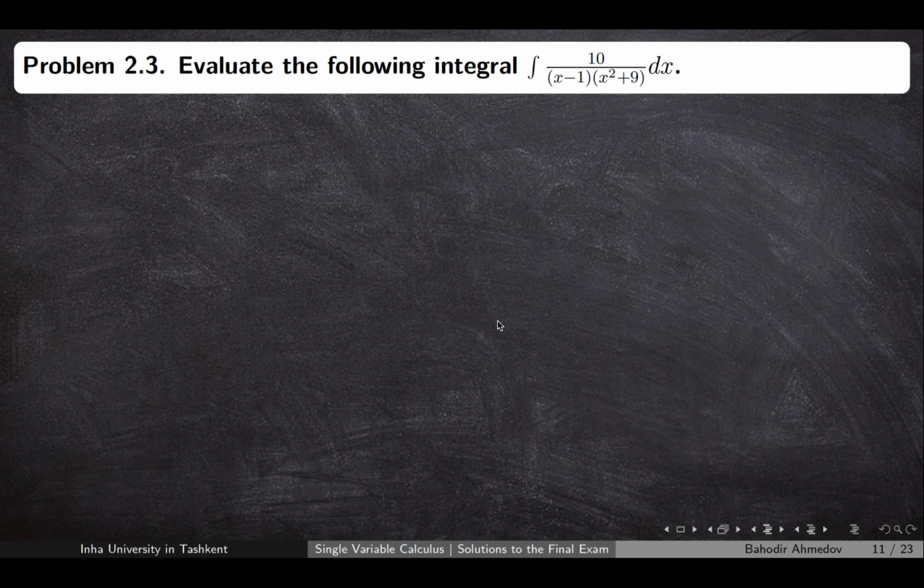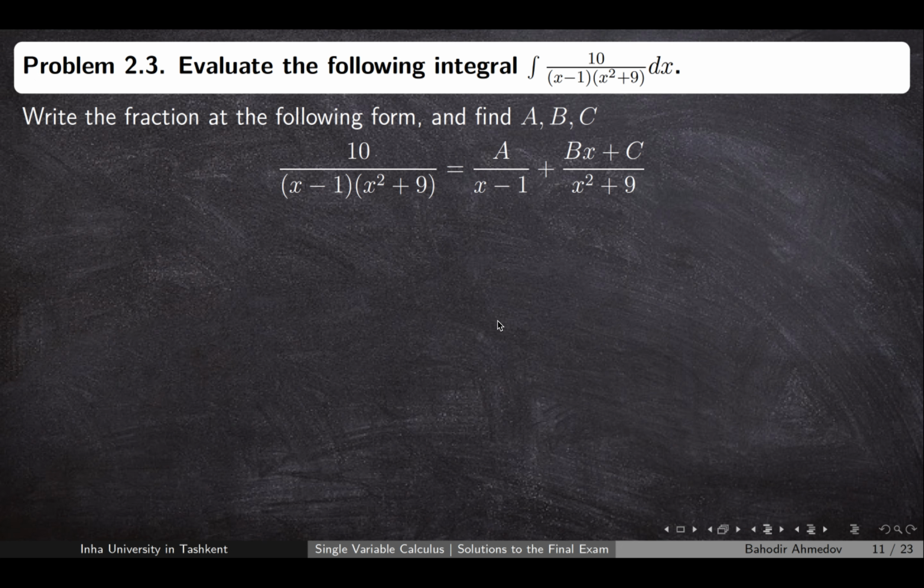Problem number 2.3, we need to evaluate this integral. So this is rational function integration. The idea of integration of this function is to split this integral into two parts, because integrating this integrand is much easier. So the only problem is we need to find out the values for these coefficients a, b, and c, so that when I add these two fractions, rational functions, it's going to give me this function.